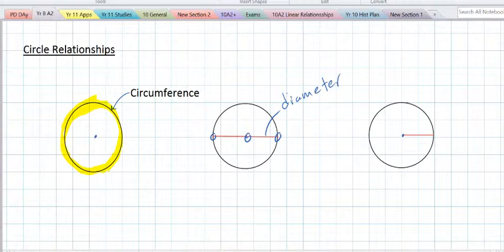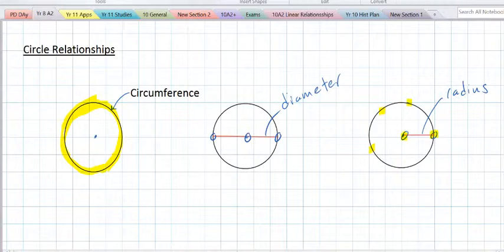Alright, our other key word for today is the radius. The radius goes from one end of the circle, any point on the circle. It could be up here, around here, around here, and the other end is at the middle. This distance is called the radius.